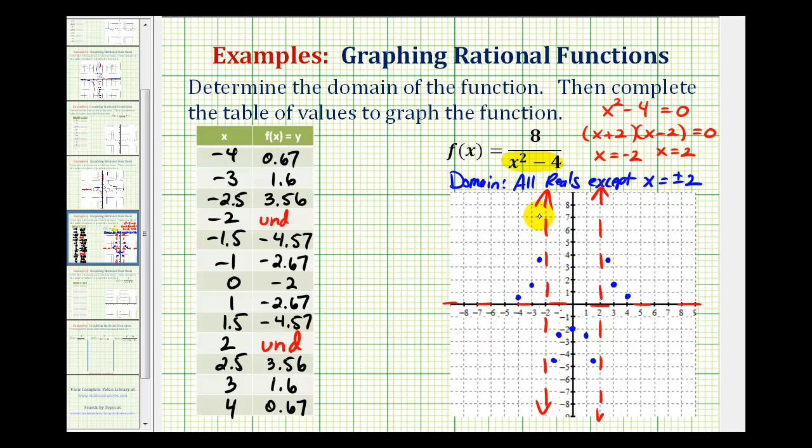So our graph would look something like this. Piece on the left, this piece in the middle, and we have this piece on the right. And again, we had a horizontal asymptote of y equals 0, vertical asymptotes at x equals 2 and x equals negative 2. Okay, I hope you found this helpful.